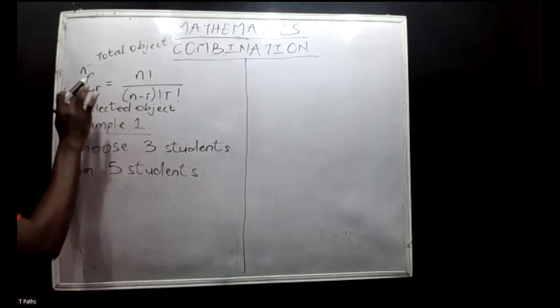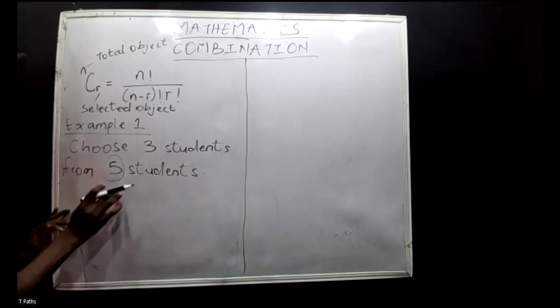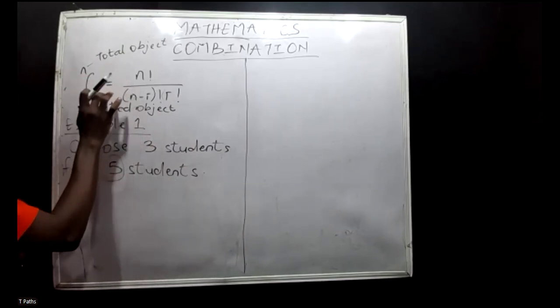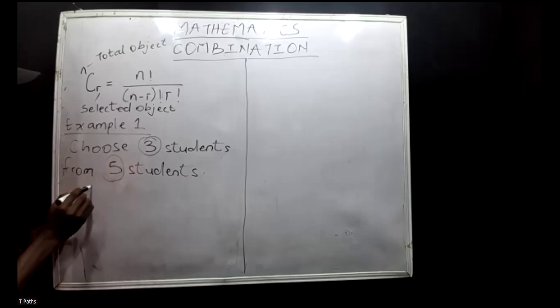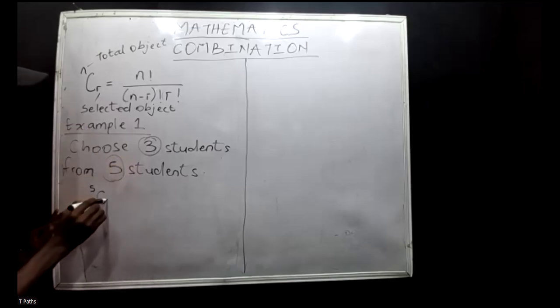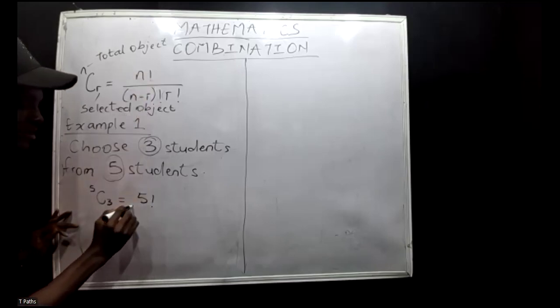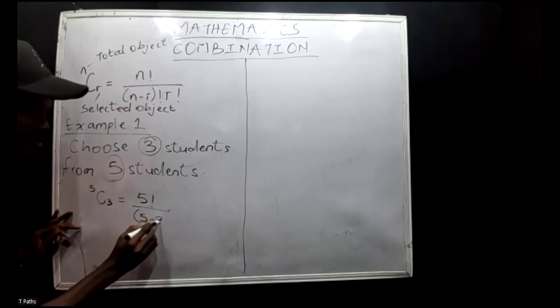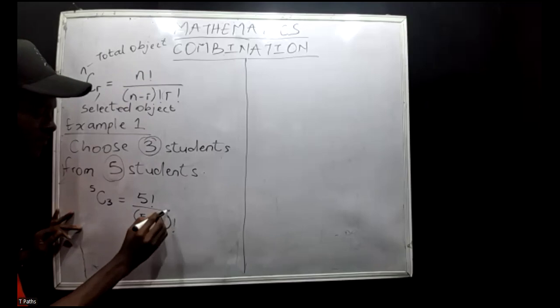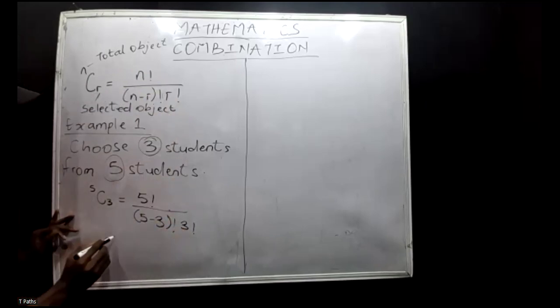So using my formula, n is the total objects. My total object here is 5 students, while my selected object r is 3. We are selecting 3 students from the total 5. Implementing this, we have 5 combination 3 equals n factorial, which is 5 factorial, divided by n minus r factorial, which is 5 minus 3 factorial, then r factorial, which is 3 factorial.